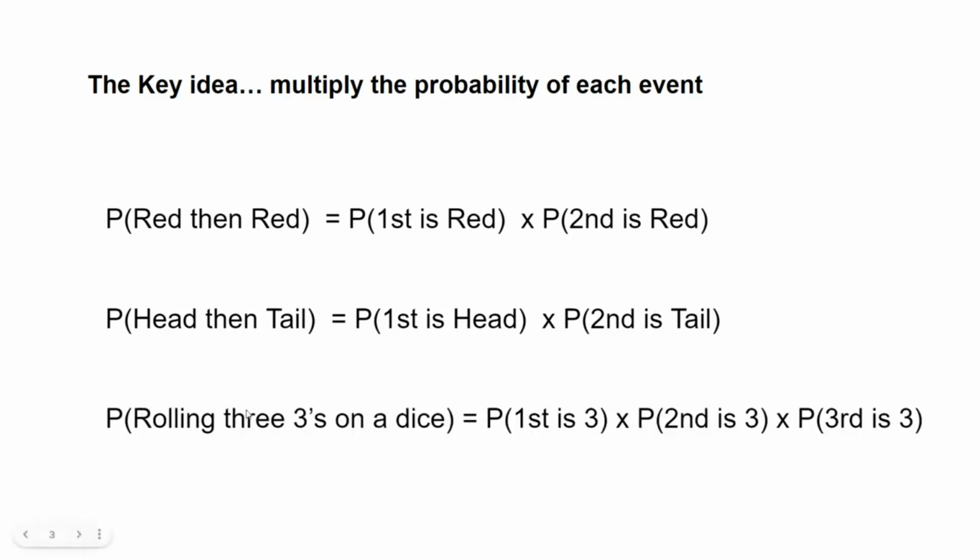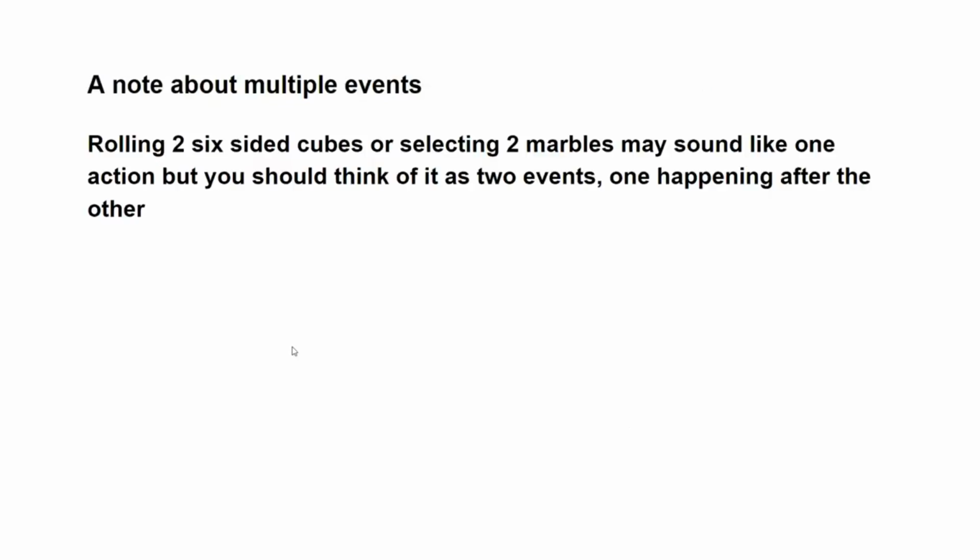Finally, the probability of rolling 3s on a dice, 3 3s. So we're going to multiply 3 things together this time because there are 3 events. We are going to roll 1 dice, we'll roll another dice, we'll roll a third dice. We'll just multiply the probability of those all together to get the answer. We'll be going through some examples of this.